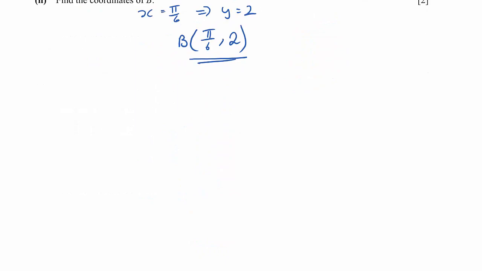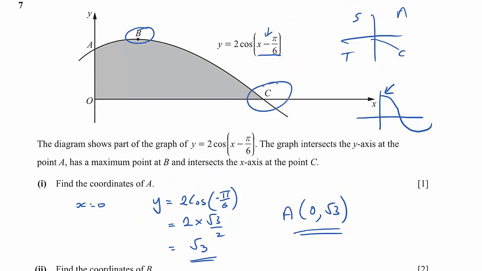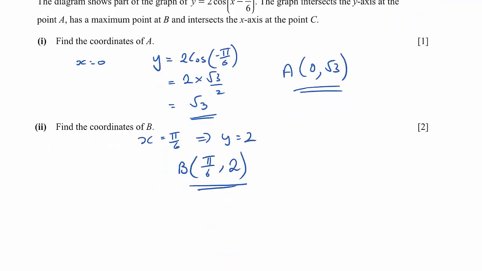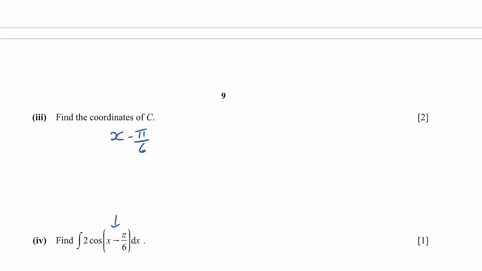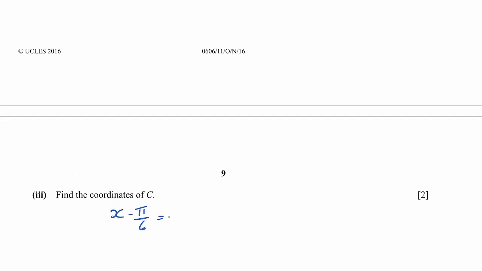Okay, moving on. So part 3 is down here. Find the coordinates of C, and that's where we cross the x-axis just here. So again, if we think about the standard curve, this 0 happens at pi by 2. So we need x minus pi by 6, that's the angle inside the function, to be equal to pi by 2. So x take away pi by 6 needs to be equal to pi by 2.